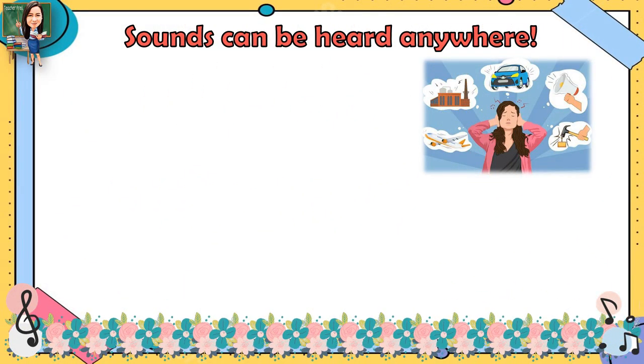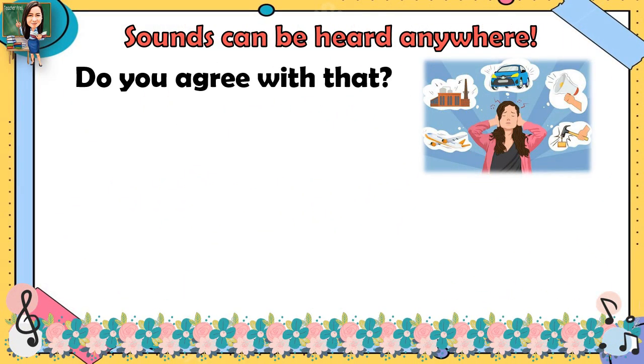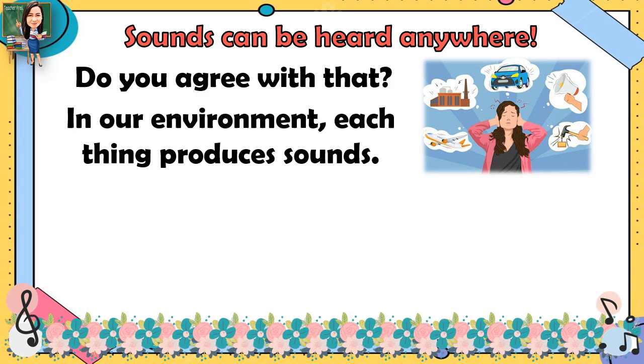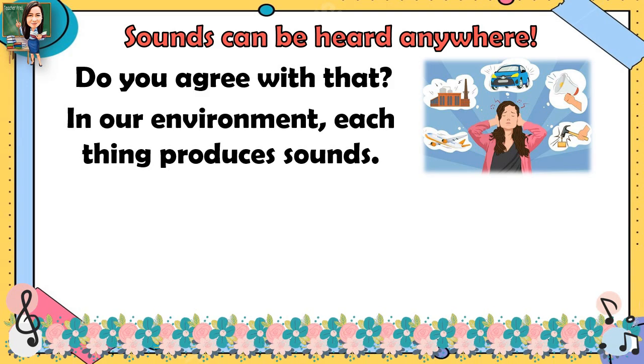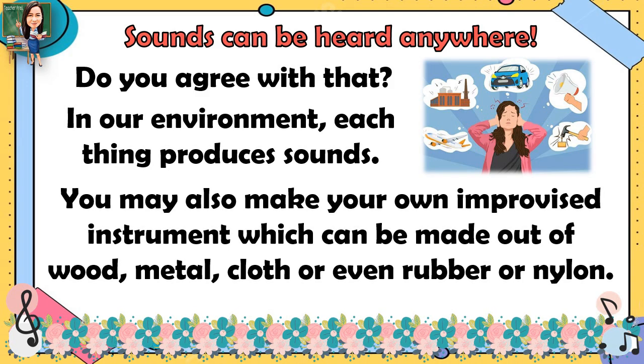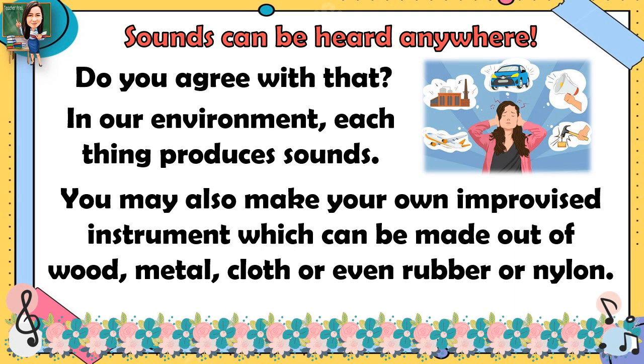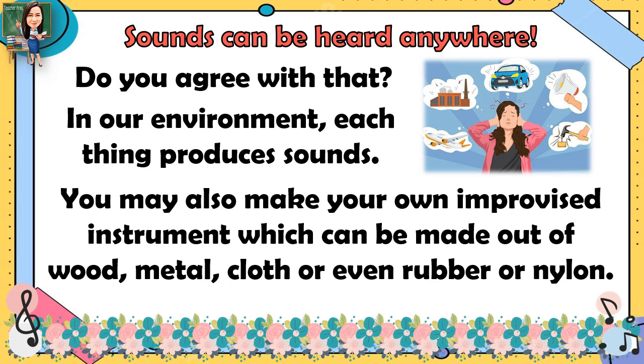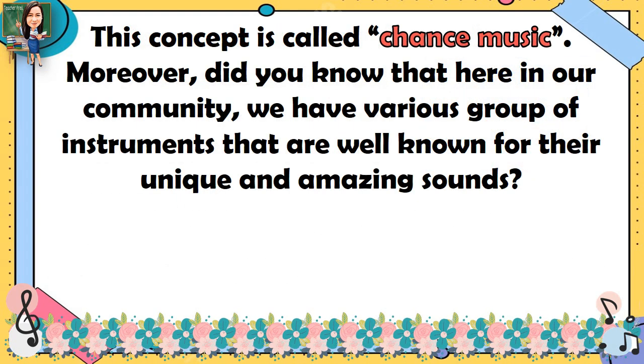Sounds can be heard anywhere. Do you agree with that? In our environment, each thing produces sounds. You may also make your own improvised instrument, which can be made out of wood, metal, cloth, or even rubber or nylon. This concept is called chance music.